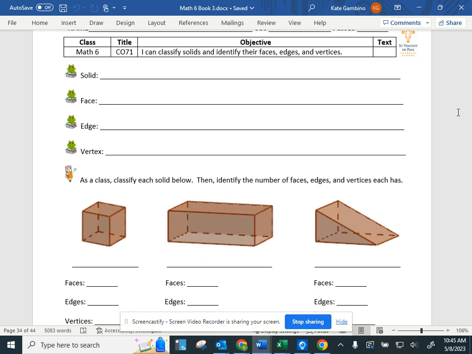So we are on CO71. So the first thing we need to do is talk about what a solid is. A solid is the shape or figure that has at least three dimensions to it.